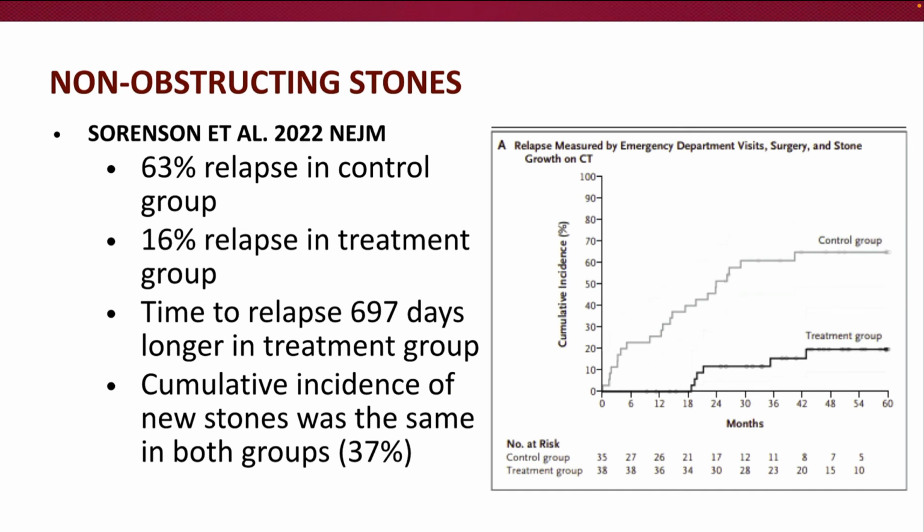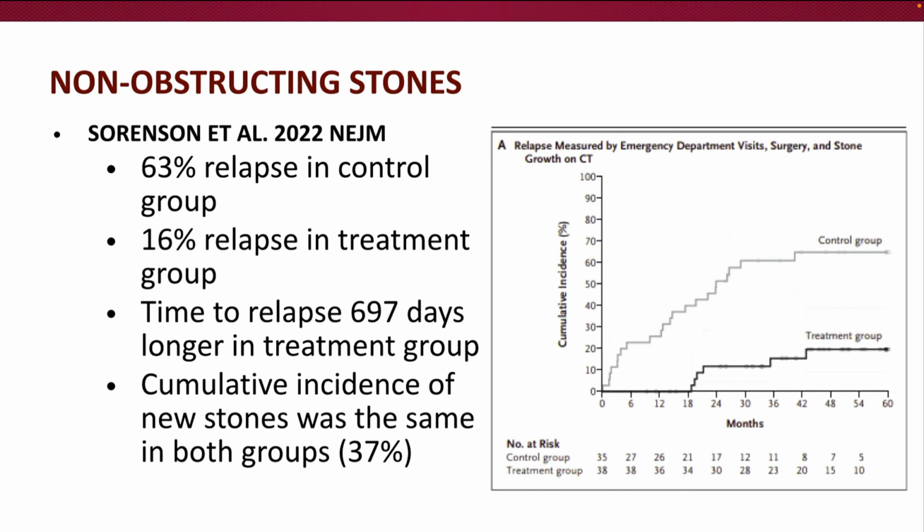63% relapse in the control group and only 16% relapse in the treatment group. So a huge benefit of taking out that asymptomatic stone. They're down to only a 16% chance of showing up in the ER with a problem if you take it out, versus 63%. And this is over like 2 years.